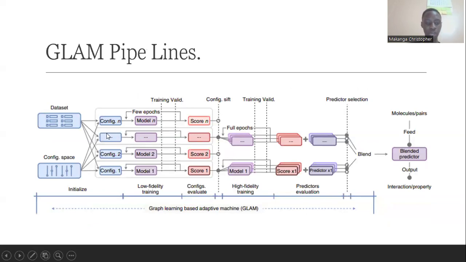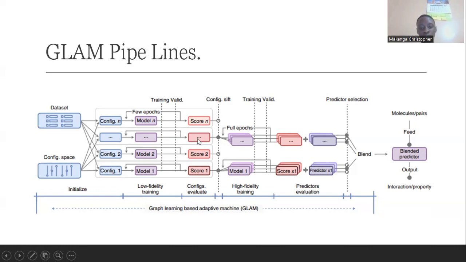Now, in greater detail, this is how the automated pipeline works. GLAM samples configurations from a given set of configurations. It initializes by sampling the configurations. Then the sampled configurations are fed with data sets. When they are fed with data sets, GLAM performs low fidelity training. As we can see here, it uses few epochs to perform low fidelity training. And then these are evaluated based on their score. It outputs scores, and then the configurations are evaluated based on their scores.